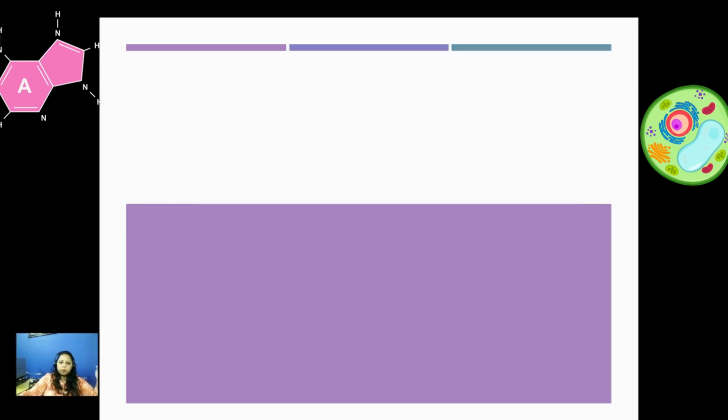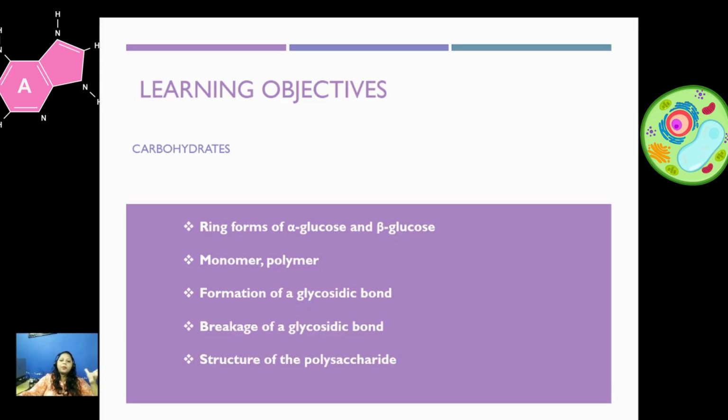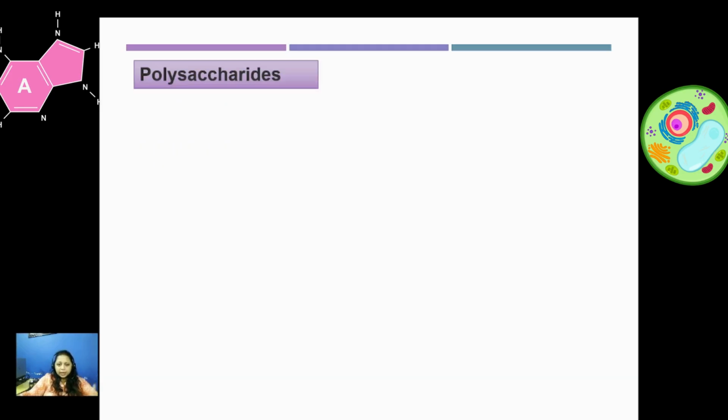As we discussed in the previous video on carbohydrates, the difference between alpha glucose and beta glucose, and what monomers and polymers are. We have learned the formation and breaking of the glycosidic bond. Now we are going to discuss the structure of different polysaccharides. Let's start with starch and glycogen. These are basically the storing molecules of our body.